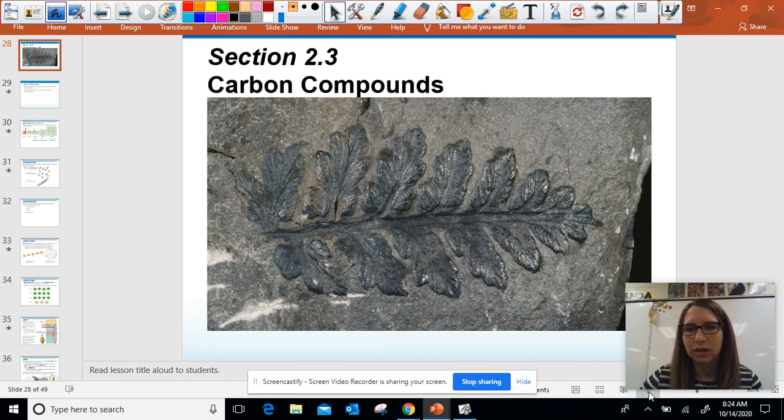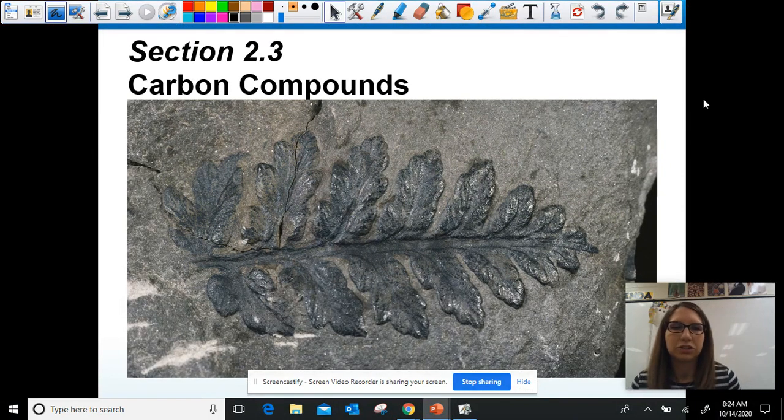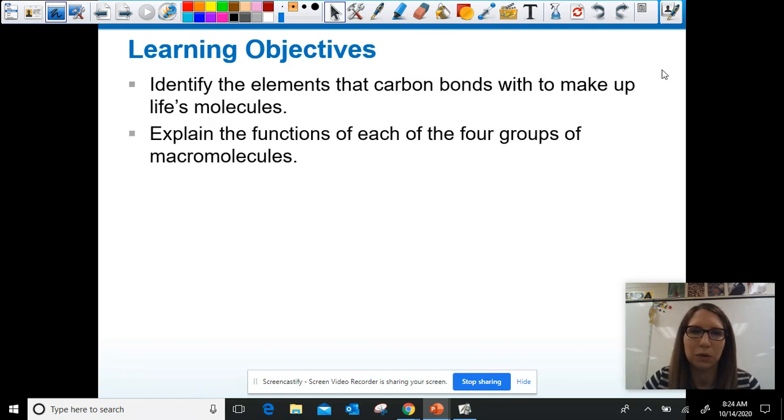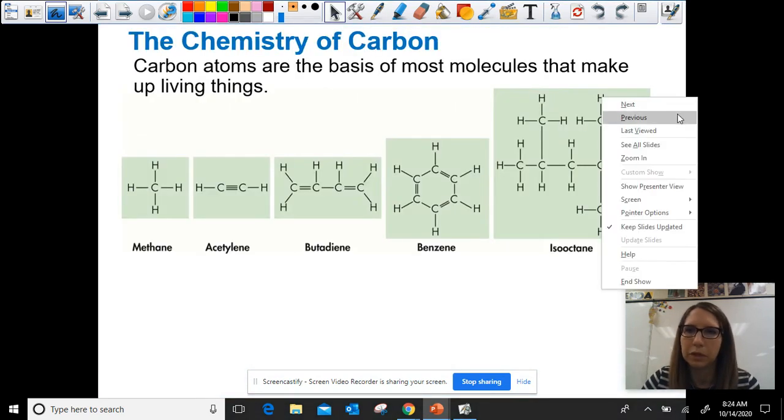All right, so go ahead and put down the title for me, section 2.3, carbon compounds, and we're obviously looking at a picture of a fossil here, which is something that we can date radioactively using carbon-14, which is one of those isotopes we talked about back in section 2.1.